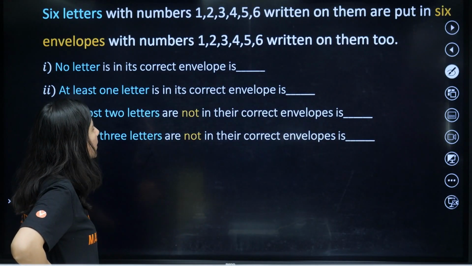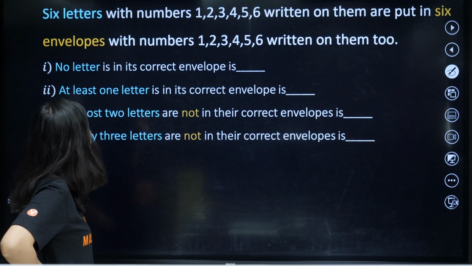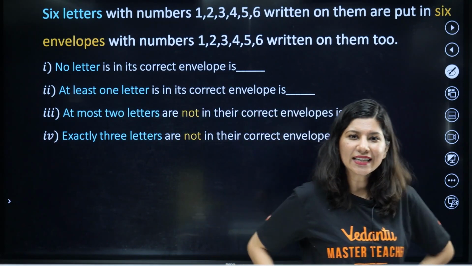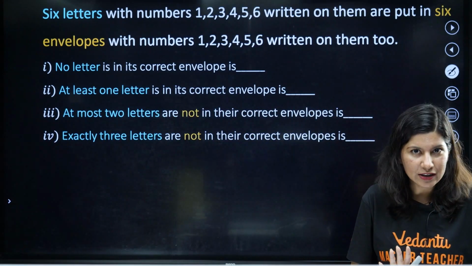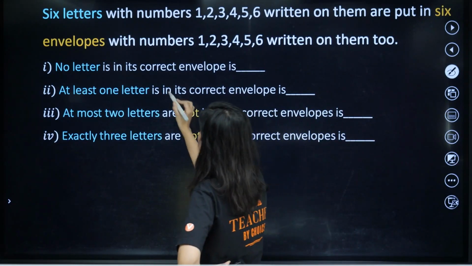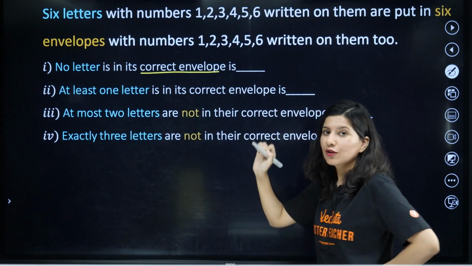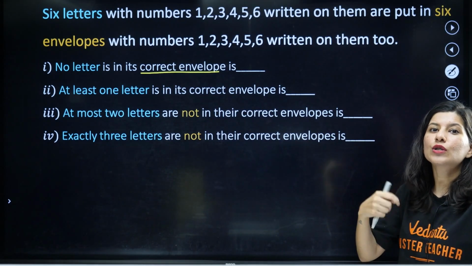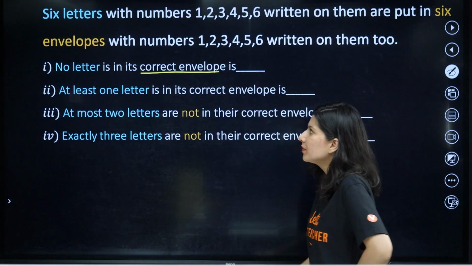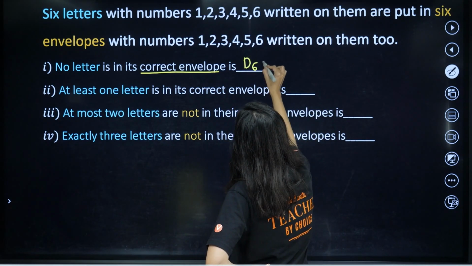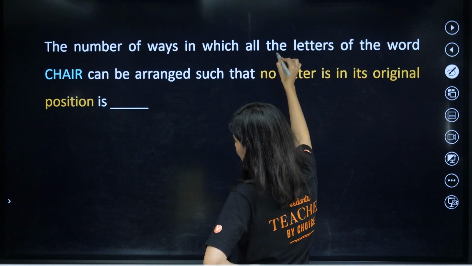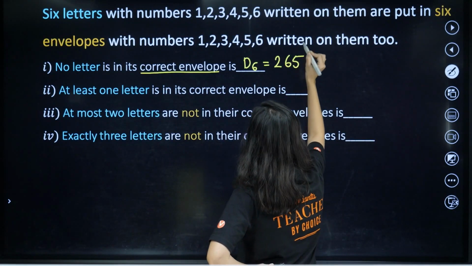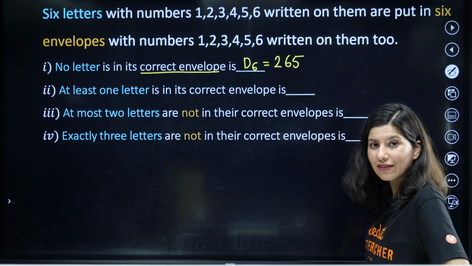6 letters numbered 1, 2, 3, 4, 5, 6 written on them are put into 6 envelopes with numbers 1, 2, 3, 4, 5, 6 written on them too. So basically, every letter has its own envelope, right? No letter is in its correct envelope, है ना? So now we have to put them in such a way that no letter goes to its original envelope. So that is D6 clearly, and we know that the value of D6 is 265, right? 265 is the answer. First case is sorted, 265.